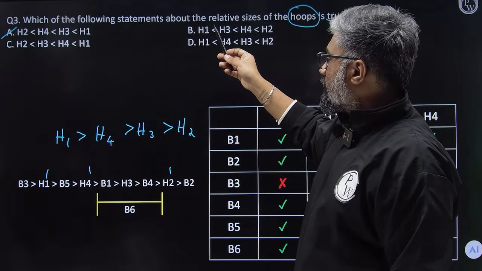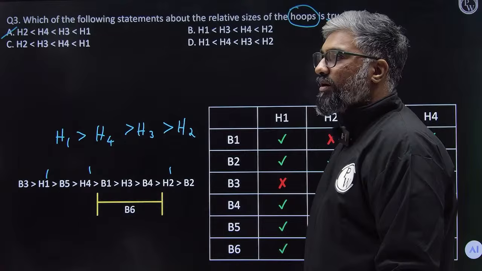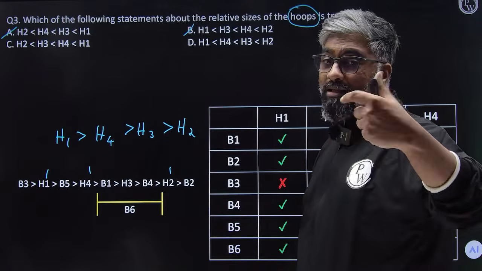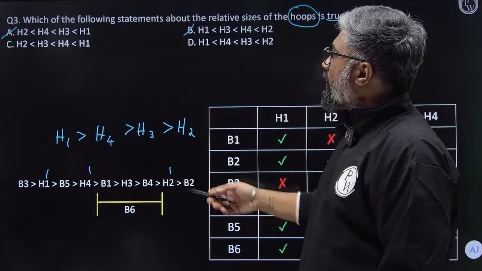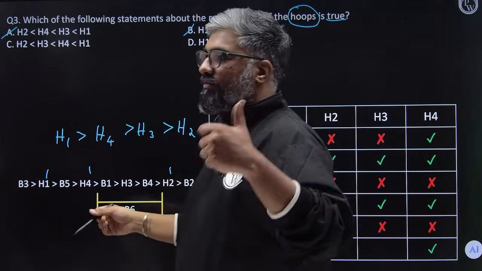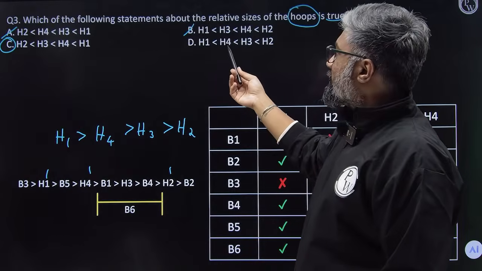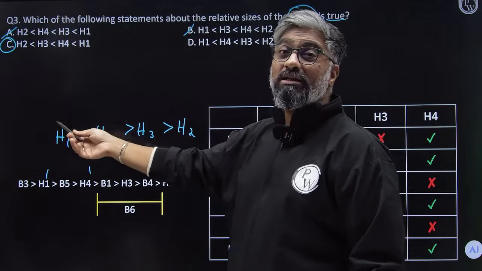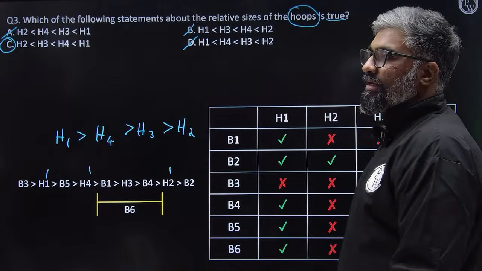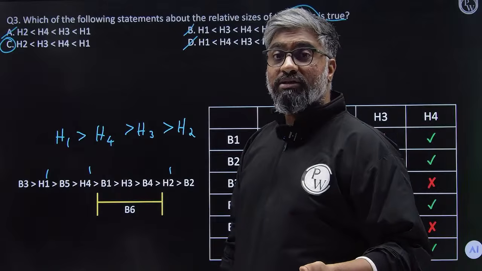Is it 1 is smaller than 3? No, it is not. For somebody who said B, please check. B is not right here. B was right in the previous question, not here. Here, H1, H4, H3, H2, perfect. Option C is the correct one. Beautiful. H1 is lesser than H4? No, H1 is the largest hoop. Out. Option C.